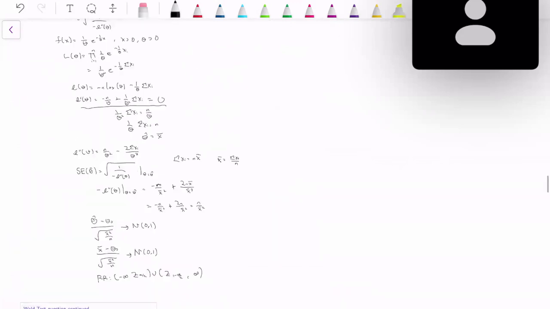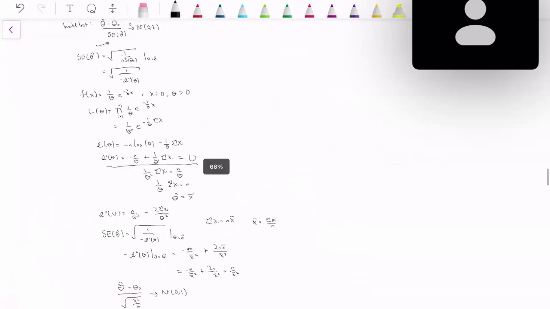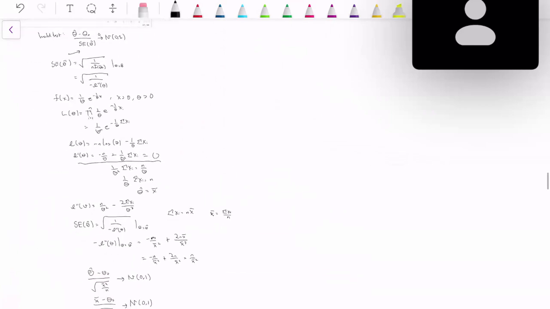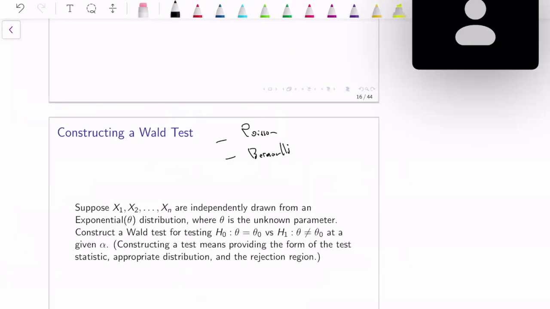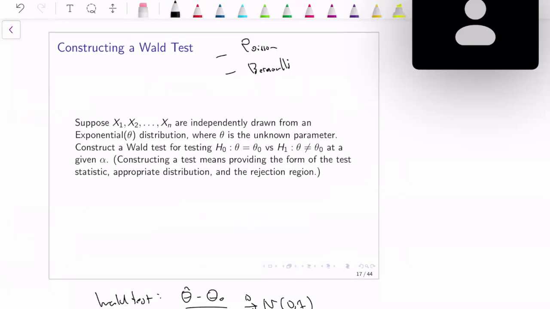So any questions about constructing Wald tests? I think this was the same one as the practice exam that he gave. So I apologize for not changing it before the seminar. But if you want more practice, again, try it with a Poisson, try it with a Bernoulli. That would be my advice if you want more practice with the Wald test.